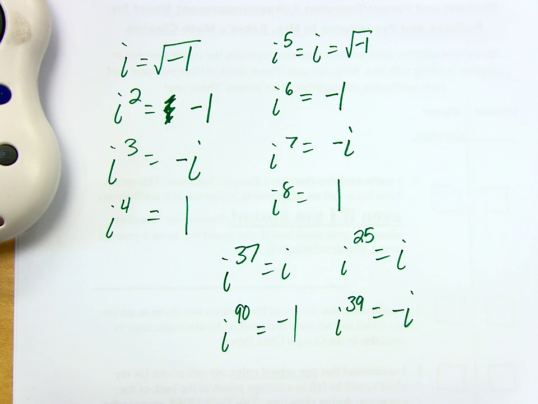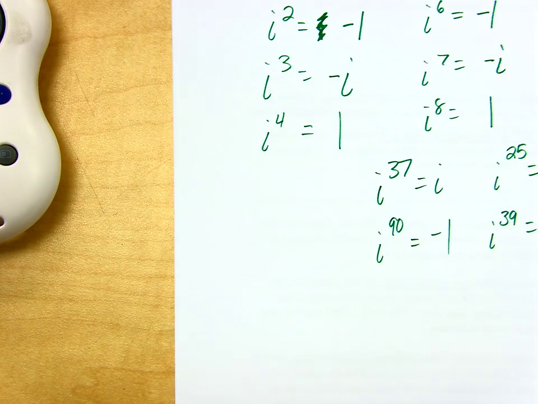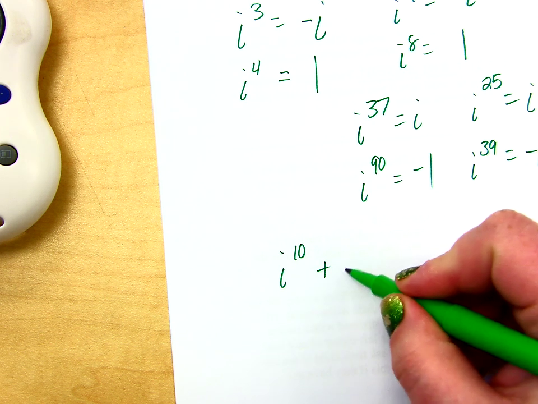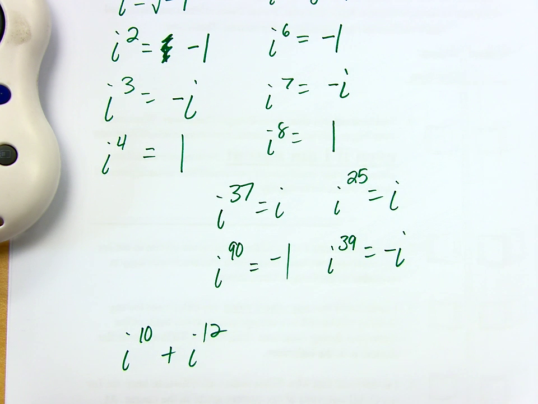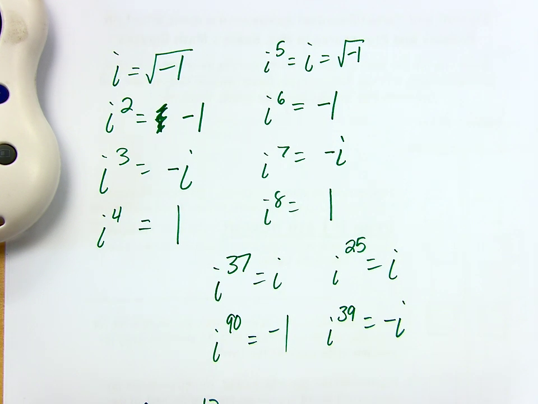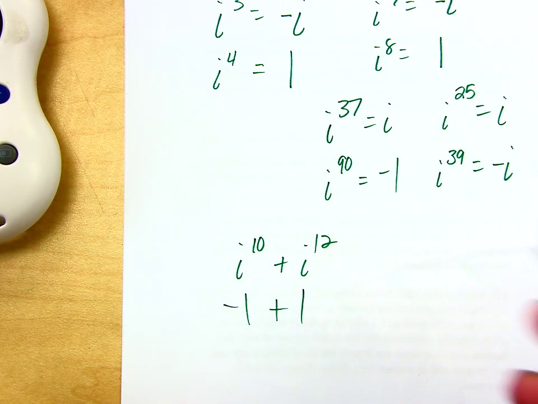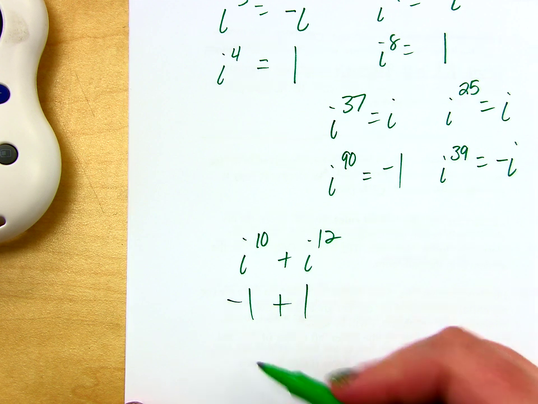Okay. One more thing I want to do before, maybe I'll let you try that on your own. Okay, I'll give you one. What if I asked you for like i to the 10th plus i to the 12th? Well, that's pretty easy if you just figure out what i to the 10th would be. i to the 10th would be -1, so I'd do -1 plus, and i to the 12th would be 1. So the answer here would just happen to be 0.